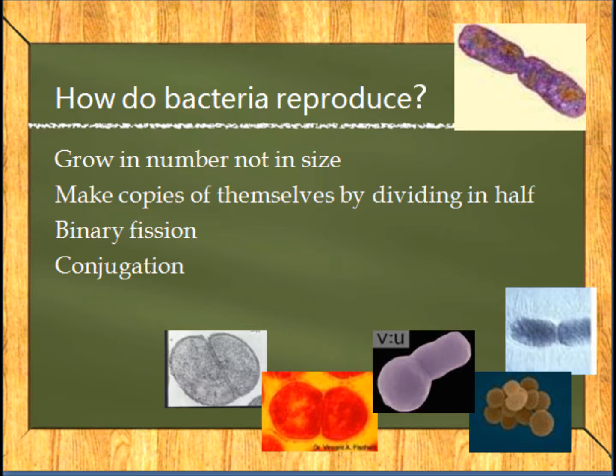Asexual reproduction involves only one parent. The offspring are exact copies of the parent. Bacteria split into 2 cells using binary fission. Each daughter cell receives the same genetic material as the parent cell.